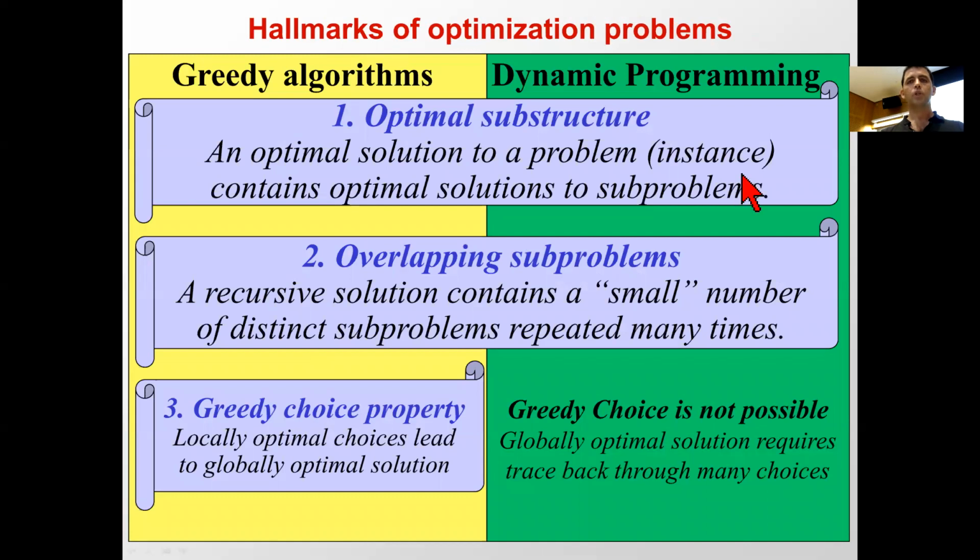Okay? So dynamic programming basically has optimal substructure and overlapping problems, but greedy algorithms allow a greedy choice property where I can locally make a choice each time. Whereas here, I have to remember a lot of local choices to then reconstruct the globally optimal choice.